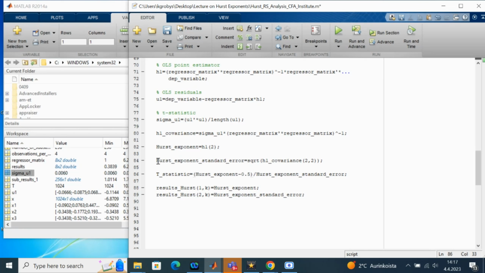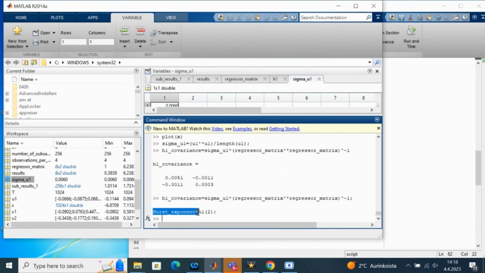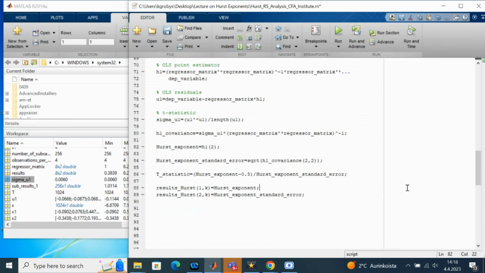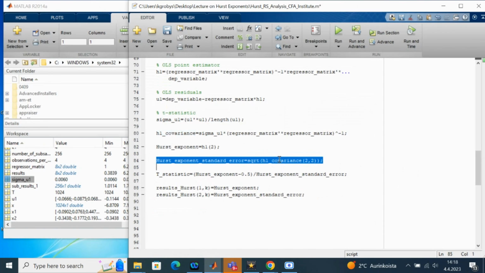So the t-statistic is then, again, let's just grab and copy this code here. Again, the Hurst exponent is the second element in this H1 vector. This is what happens here. We define the Hurst exponent as the second element of the estimated parameter vector. Okay. So then the Hurst exponent standard error, well, it's the square root of this element here. So this is what we define here.